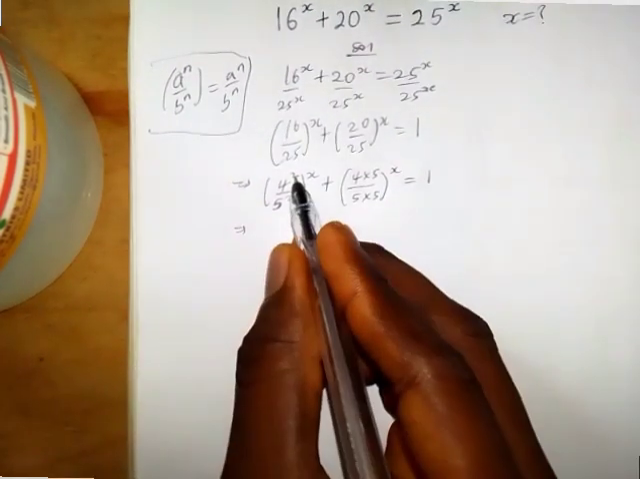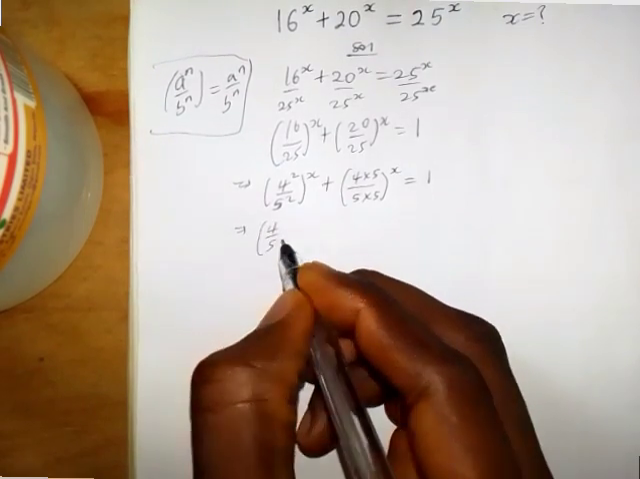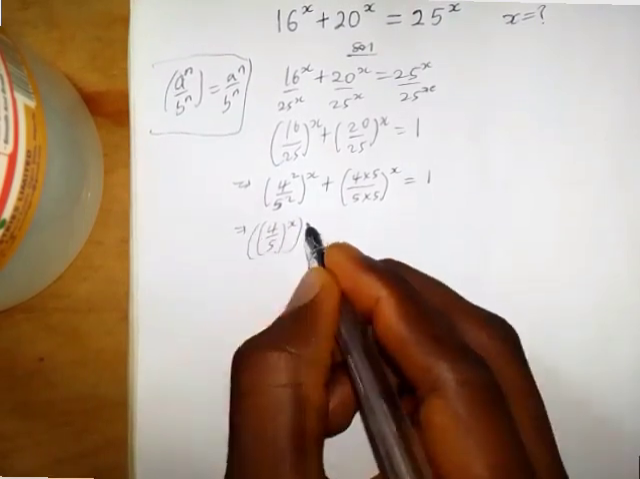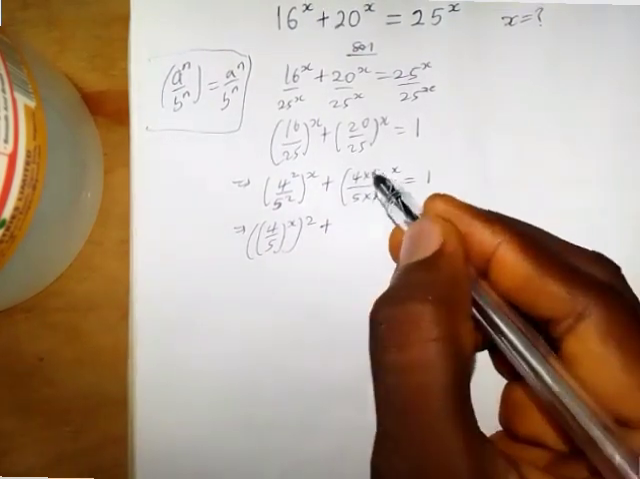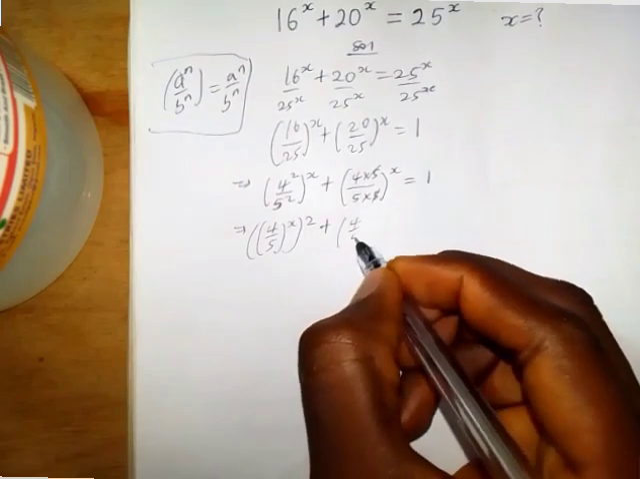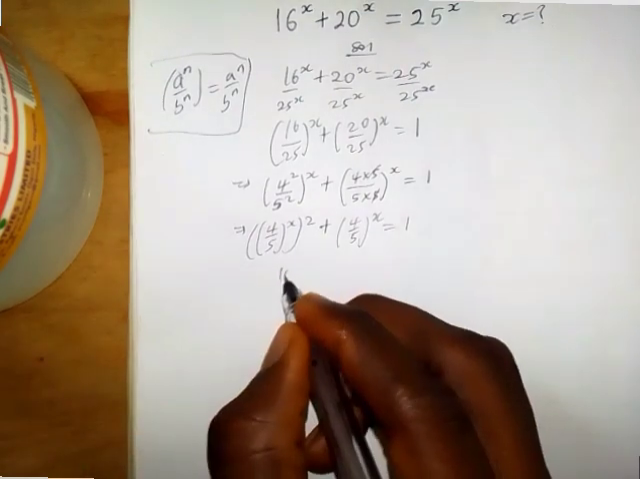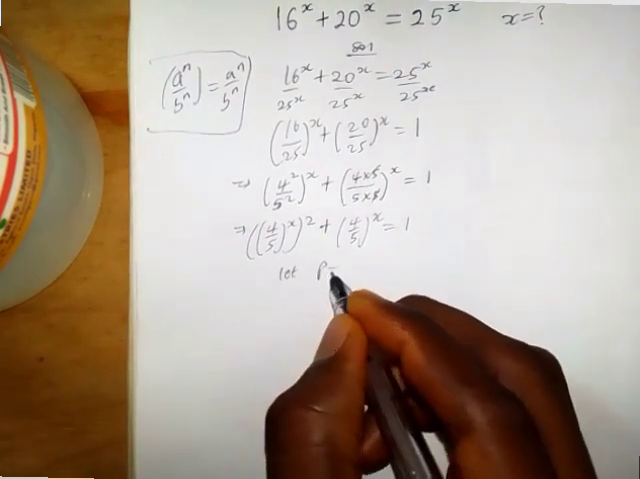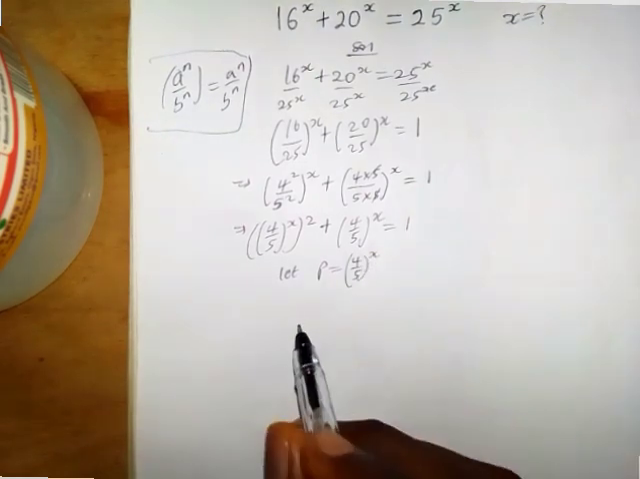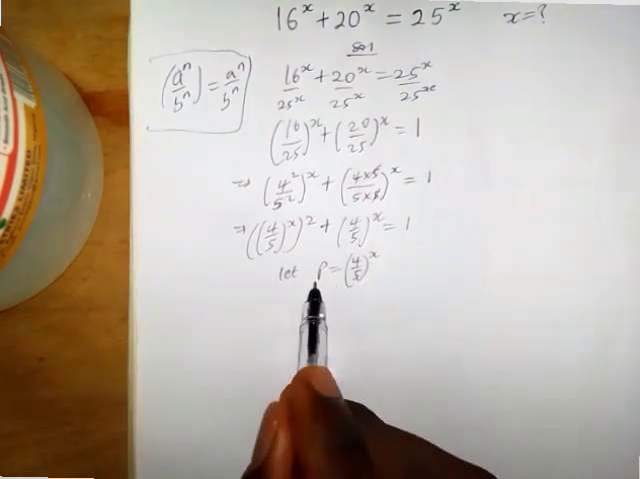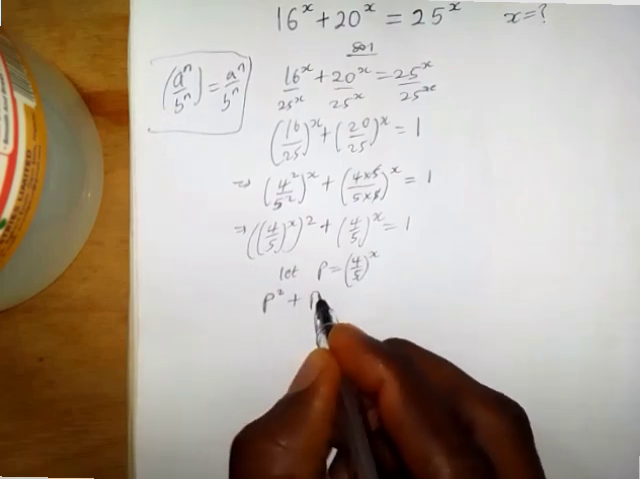In this case, let's pull out the 2 as a power. So we have 4 over 5 raised to x times 2. I just switch this x and 2, plus, in this case, 5 cancels 5 here. So we are left with 4 over 5 raised to x equals 1. Now, let's suppose we let p equal 4 over 5 raised to x. Anywhere we see 4 over 5 raised to x, we just replace this by p. So we have p squared, we plug it here, plus p equals 1.